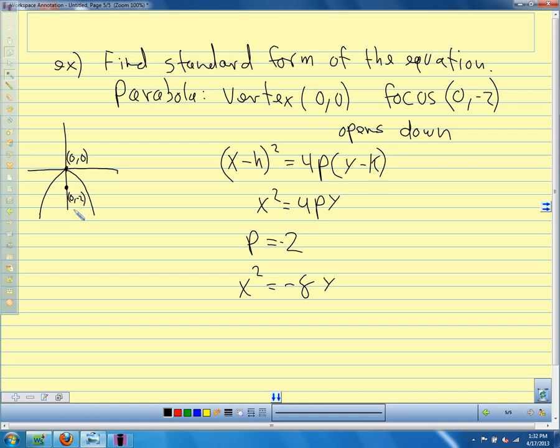Once we know P, there's a nice way to find additional points on our parabola. If we go from the focus 2p units to the left or right, straight to the left to here and straight to the right, we land onto my parabola. I'm just looking at the absolute value of p.